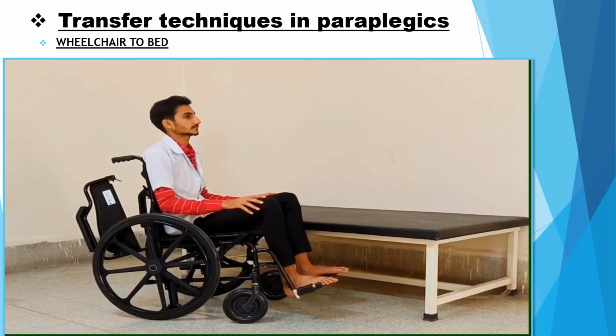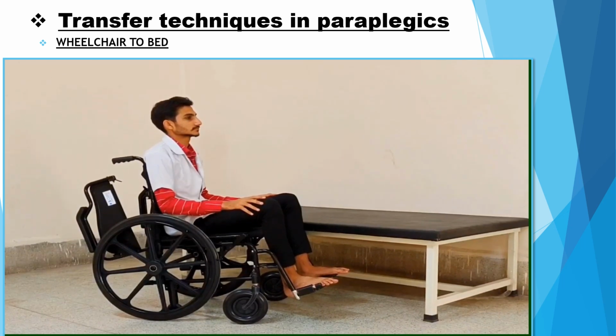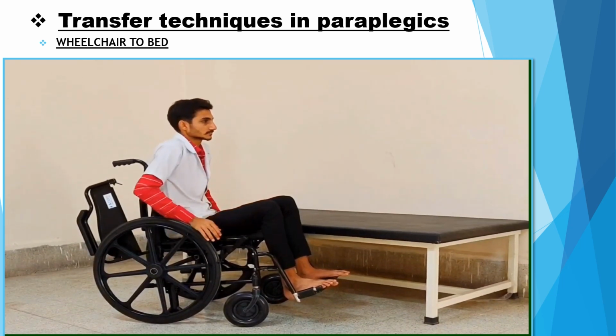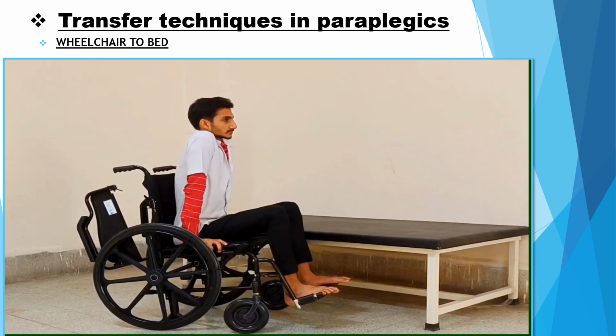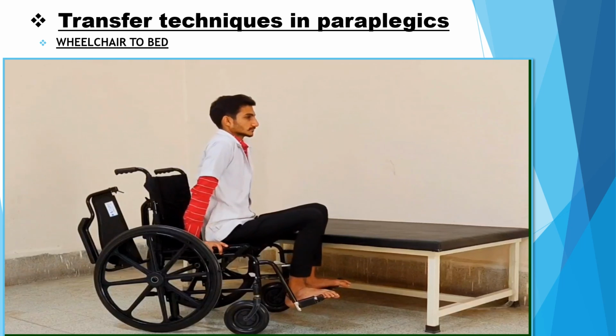Step 1. Moving to the front edge of the wheelchair. The elbows are extended and the shoulders are adducted and depressed to vertically lift the body. The shoulders are then extended to push the trunk and legs forward onto the seat.